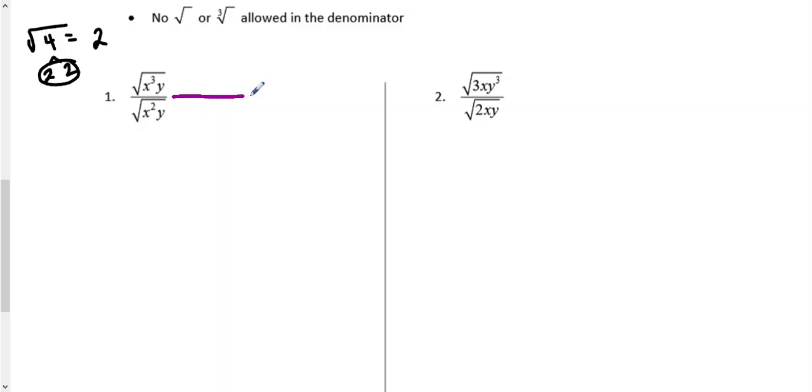So what I'm going to do is create a whole other fraction, and I'm just going to rewrite whatever is on the bottom. So x squared and y. So now I have 2 x squareds and I have 2 y's. And the reason I need 2 is because it's a square root. But whatever I change on the bottom, I have to change on the top. So x squared and y.